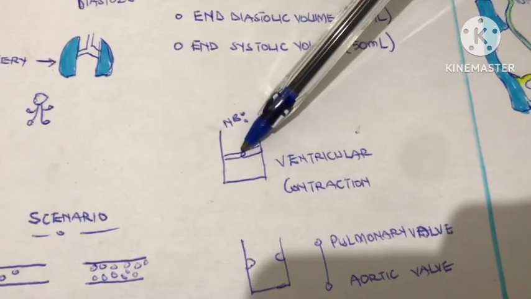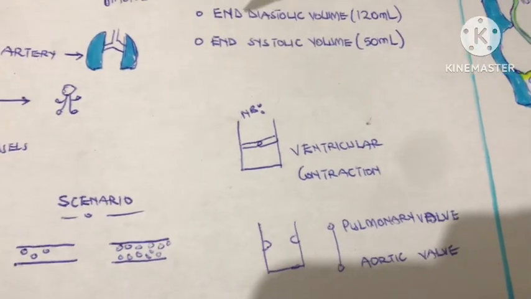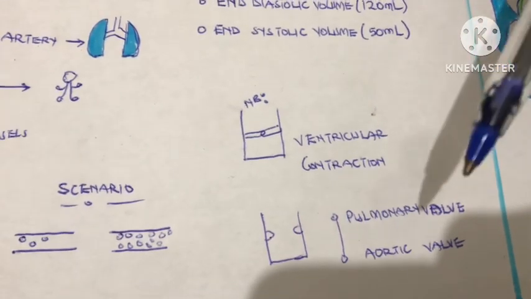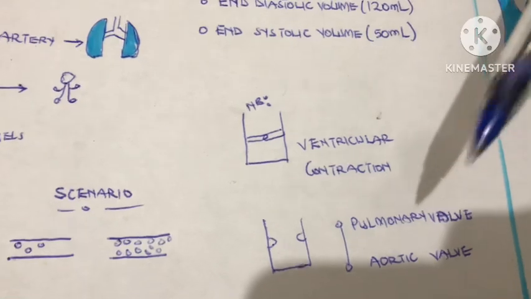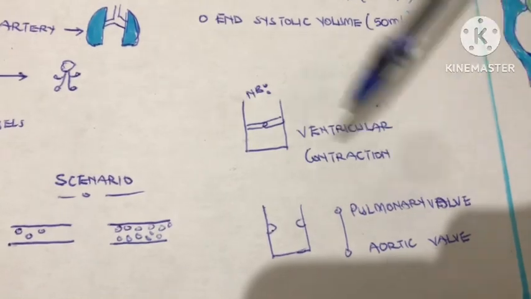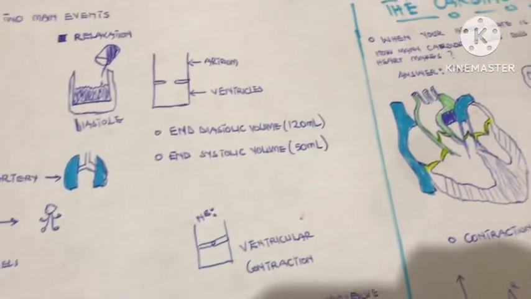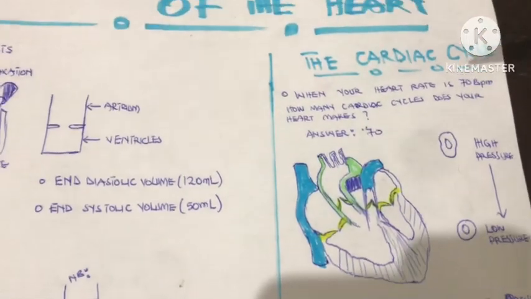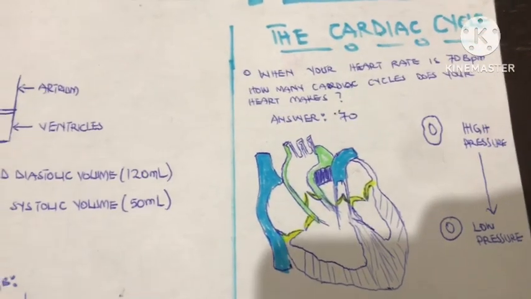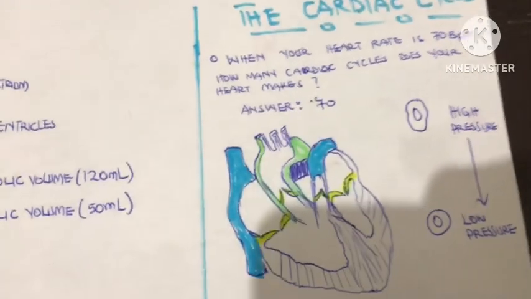The bicuspid and tricuspid valves open for the blood in the atrium to get into the ventricles, and the pulmonary valve and the aortic valve close. You understand? So during relaxation, the opposite of what I said first occurs. So now let's look at the cardiac cycle. When your heart rate is 70 beats per minute, how many cardiac cycles does your heart make? The answer is 70. So this explains the cardiac cycle.